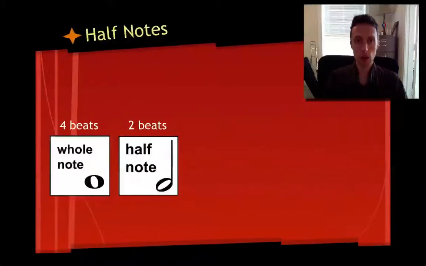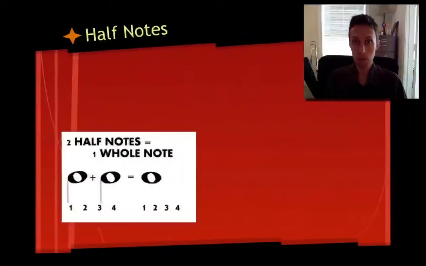Next. There we have a little review there. 4 beats for a whole note, 2 beats for a half note. As you might have guessed, the next kind of note is a... Oh, we're getting ahead of myself. We have 2 half notes that equal a whole note. So, of course, this kind of music is just basic mathematics here, because half notes are worth 2 and a whole note's worth 4. It's 2 plus 2 equals 4.